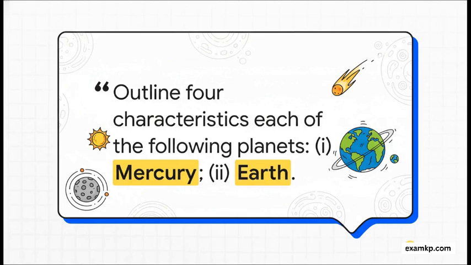Okay, check this out. A classic theory question from WAEC 2017. It asks for 4 characteristics of Mercury and Earth. Let's do Mercury first. Go on, pause and see if you can think of 4.